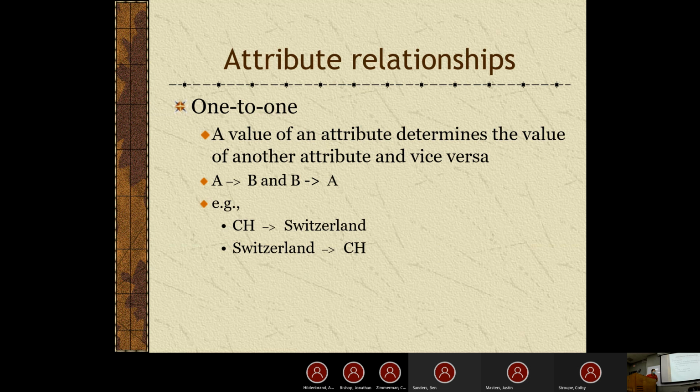Your student ID determines your name. Your student ID is unique, and your name is probably unique. Of course, we're going by full name here, not just your first name or just your last name. But if we use your first, middle, and last name, that's probably going to be pretty unique. Not necessarily, but in most cases it will be. So that's certainly an example of a one-to-one. Any questions so far?